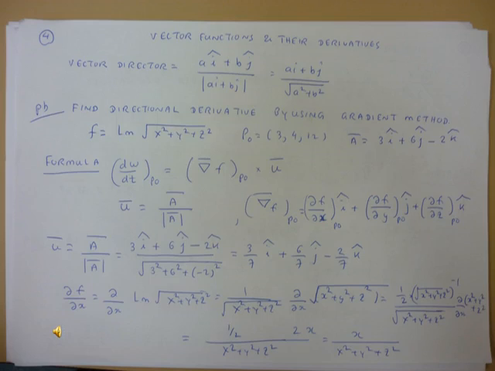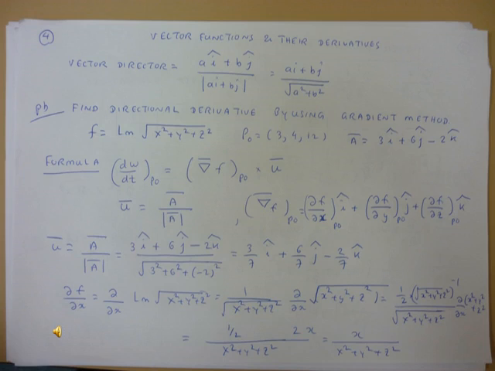And the next one will be vector functions and their derivatives. A vector has a direction, and the direction of the vector can be calculated. So the vector is ai plus bj. To calculate its direction, we divide ai plus bj by its magnitude. Therefore, the unit vector is ai plus bj divided by square root of a squared plus b squared. This we call the direction vector. Based on this principle, we have to calculate the problem.